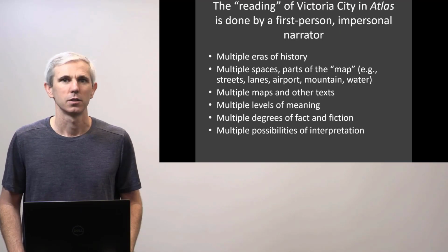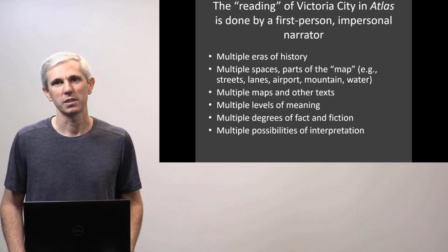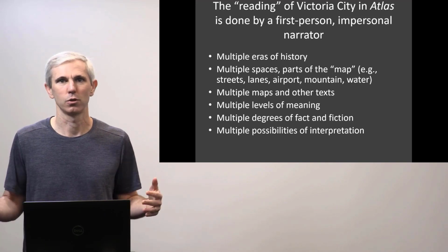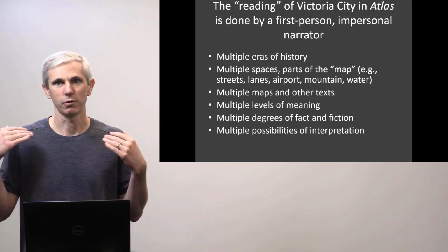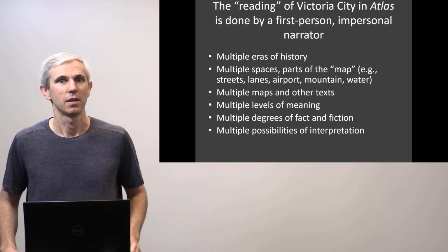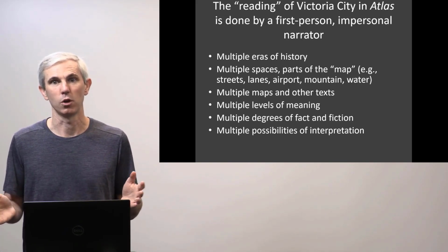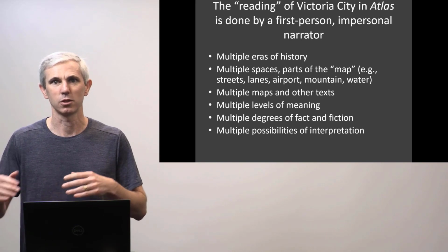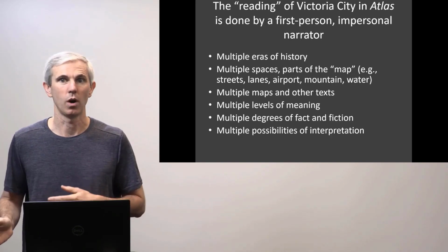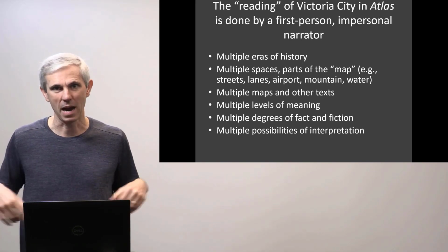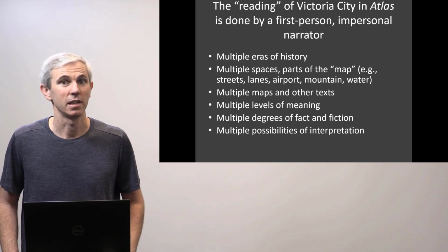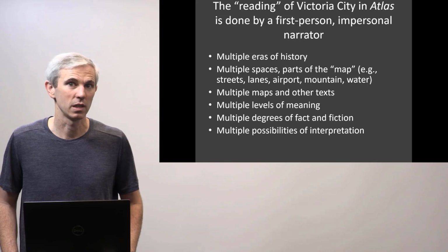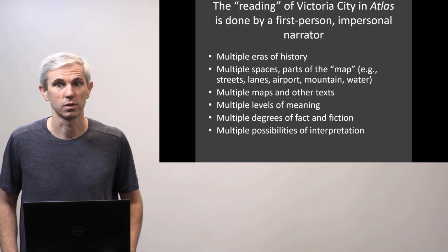So we can see that in Atlus, Victoria City is being read by this impersonal first-person narrator as a place of many different layers. There are different eras of history that are being read. There are different parts of the map. So we go from city streets to different lanes to an airport, mountain, water, all of these different parts of the map. We have different layers of maps, different layers of other texts, and different layers of meaning that are being accreted or are disappearing over the course of the work.